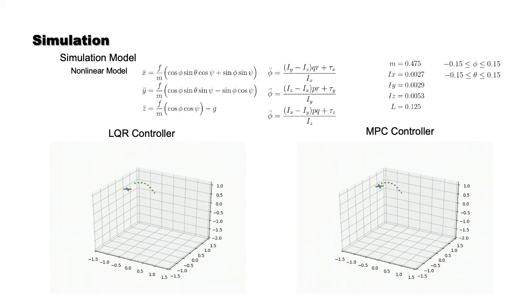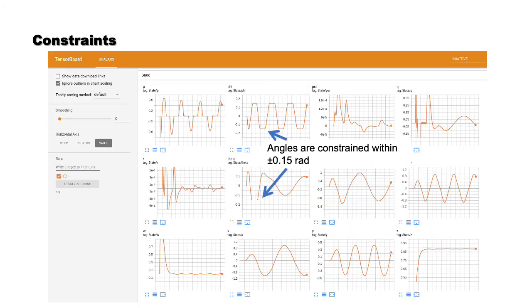As stated before, LQR is unable to track the reference trajectory, but MPC is able to track the reference trajectory. When we also look at the data, it clearly shows that the constraint is met. The angles phi and theta do not go over the constraint values. Likewise, we can add more constraints to the problem so that it can meet the specifications of the system design. And this is the end of my simulation and result.